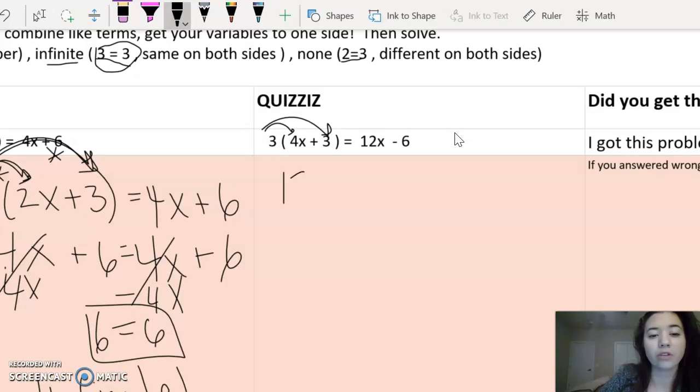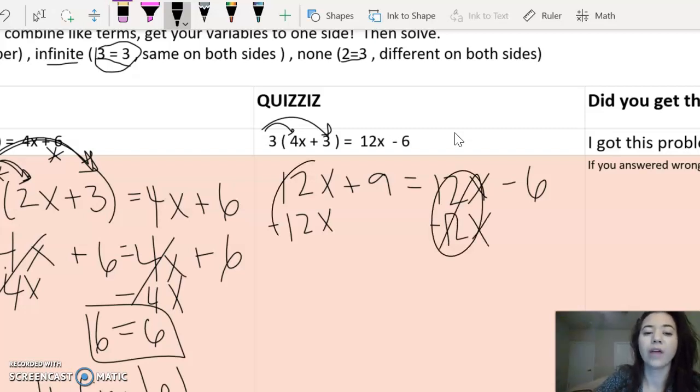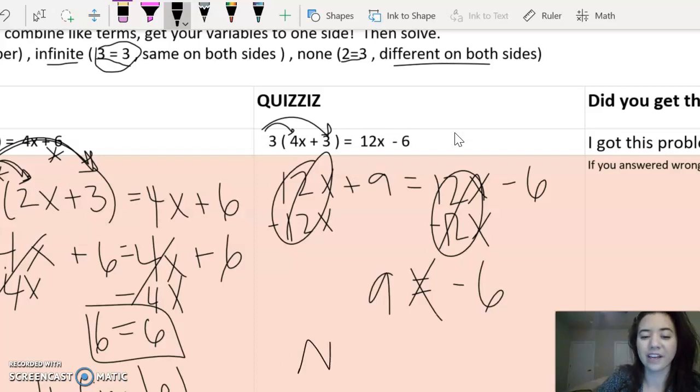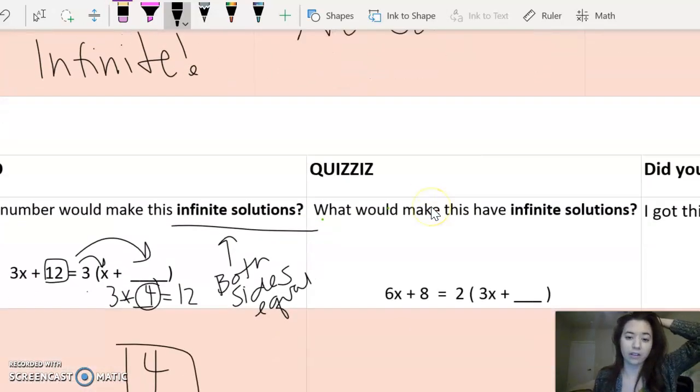Distribute that 3 and we get 12x + 9 = 12x - 6. Some of you might know the answer already. We subtract 12x from both sides to get them together. They end up both canceling and we get 9 = -6. 9 does not equal negative 6. They are two different numbers, so we're going to say no solution. Okay, on to the next one.